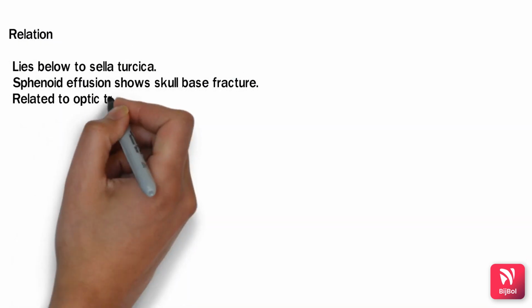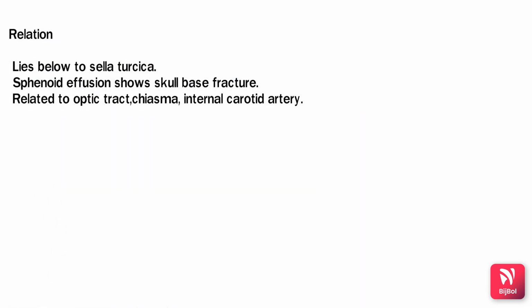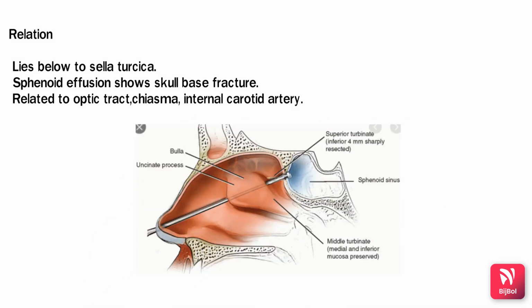Let's see the relations. It lies below the sella turcica, and sphenoid effusion shows the skull base fracture, and it is related to the optic tract, optic chiasma and internal carotid artery. To what is it related? Optic tract, optic chiasma and internal carotid artery. Where does the sphenoid sinus lie? Below the sella turcica. In this diagram, you can see the sphenoid sinus very clearly. Okay, so this was about the sphenoid sinus.